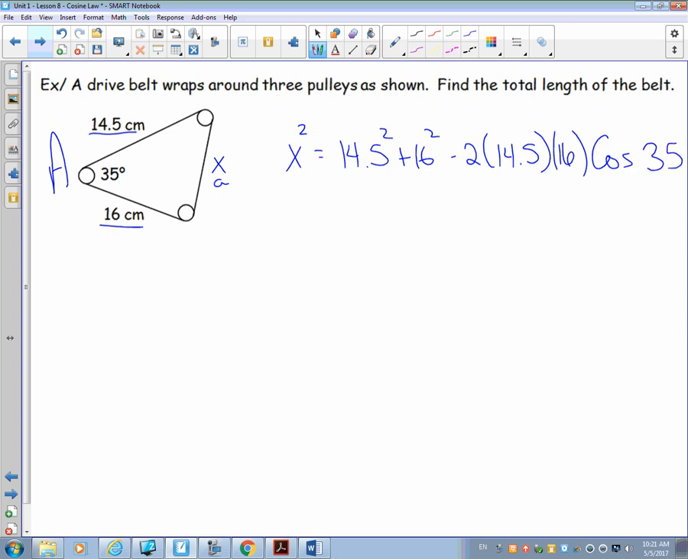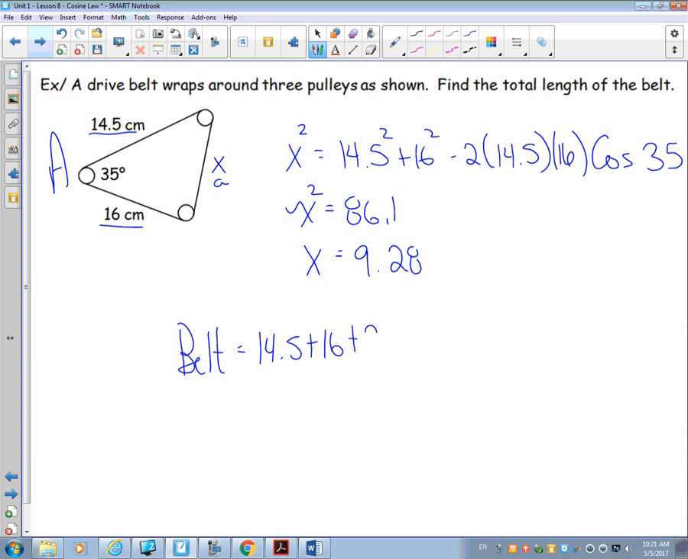I put it all in my calculator at one time, and I get 86.1, but again, that's a squared, so I need to square root it. And if I do, I end up with 9.28. And the question said find the length of the belt. So the belt is made up of the 14.5, the 16, and my new piece, 9.28, for a total length of 39.78 centimeters. A quick use of that cosine law.